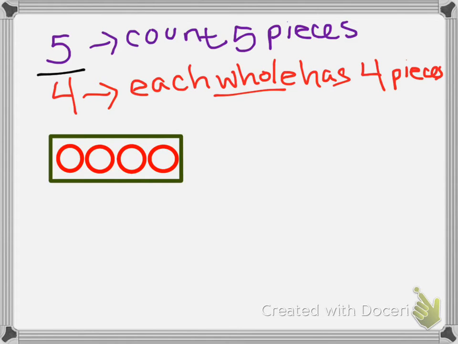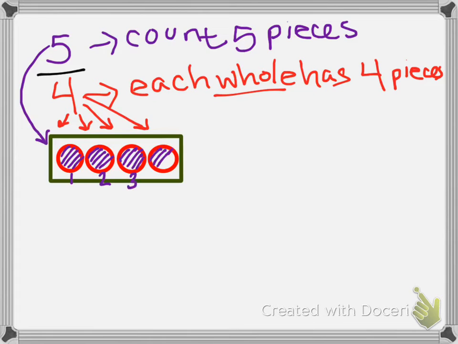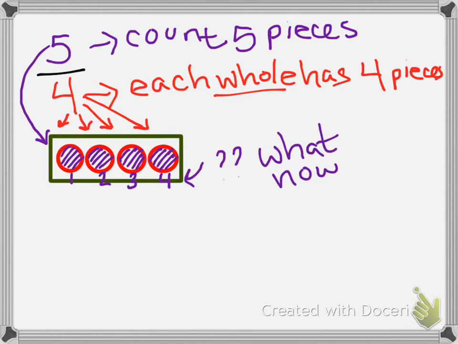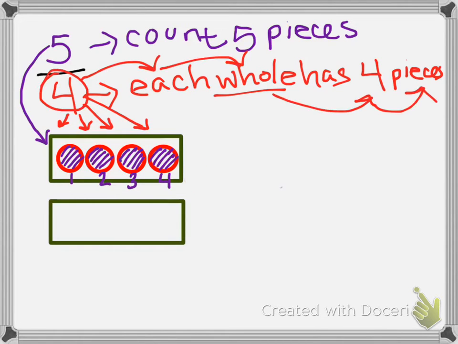And now I'm going to start counting into those 4 pieces the candies that I'm supposed to count, which is 5 candies. So I've said 1, 2, 3, 4 candies. And because my whole only has 4 spots, I can only count 4 candies. But what now? I'm supposed to count 5 pieces of candy. My numerator, the top number of my fraction, tells me to count 5. What should I do? Well, let's just make another box.